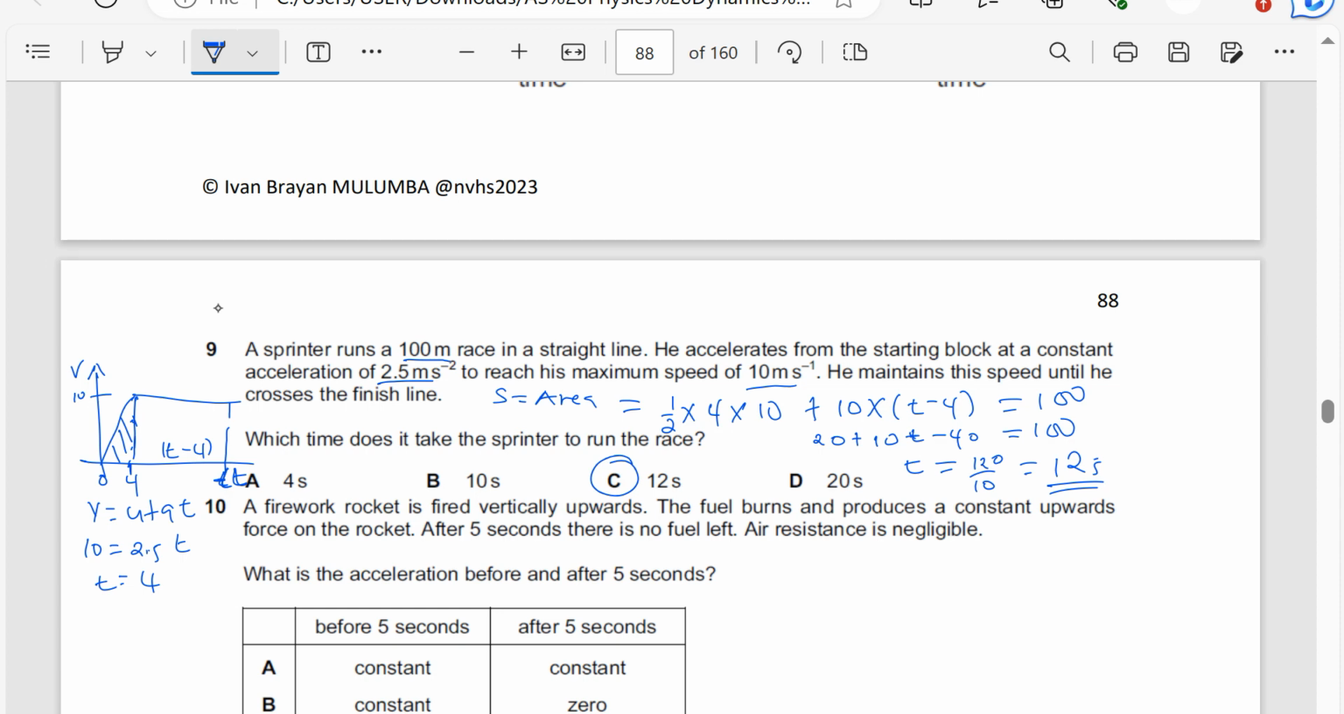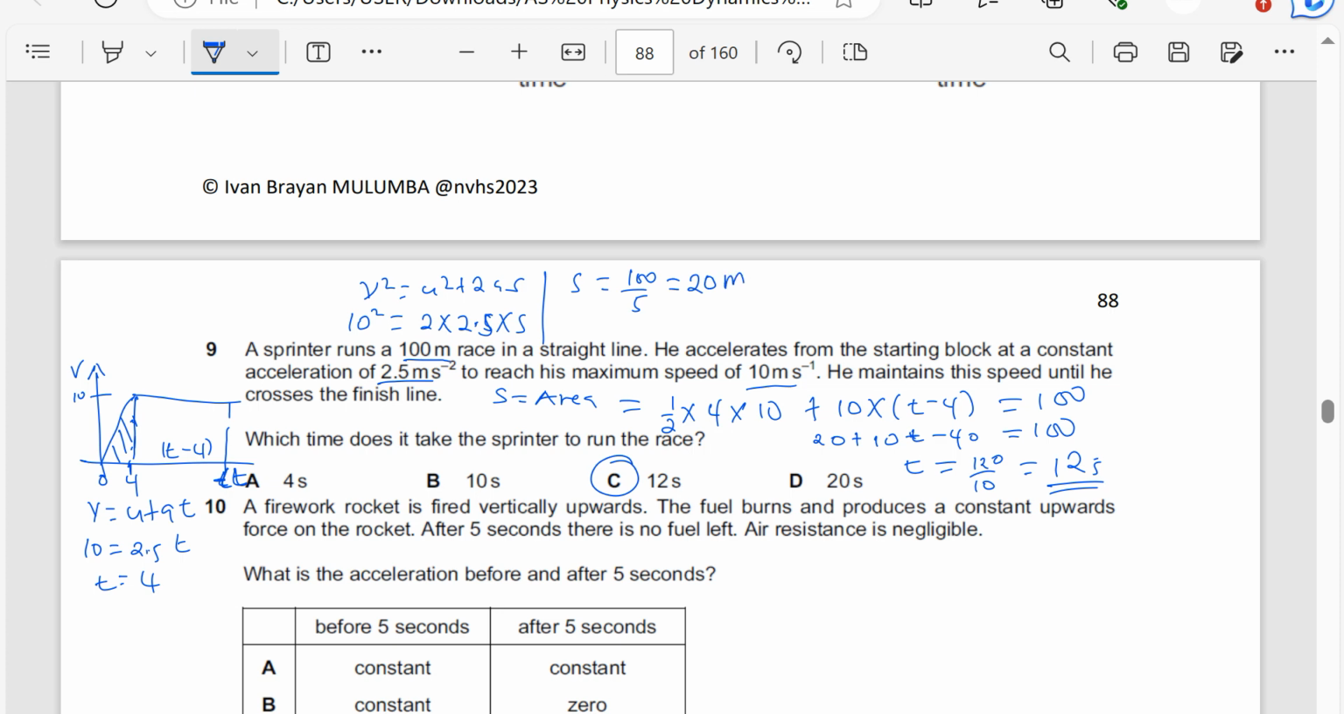Alternatively, you could find the distance traveled at a constant acceleration from v squared equals u squared plus 2as. So v squared is 10 squared equals initial velocity 0 plus 2 times the acceleration, which is 2.5, times the distance s. So this means the distance s here is going to be 100 divided by 5, which is equal to 20 meters.